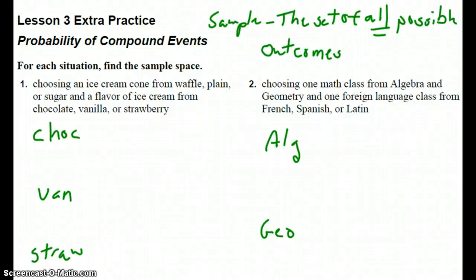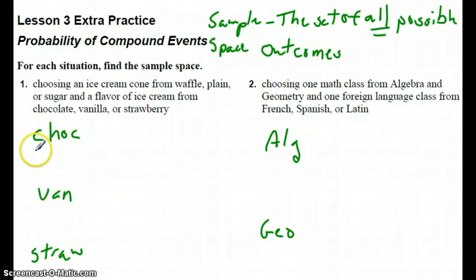In this video, we're going to be learning about probability of compound events. Basically, what we're doing here is we're taking sample space to determine the set of all possible outcomes given a situation. So here's a situation, and we're asked to find the sample space. When choosing an ice cream cone from waffle, plain, or sugar, and a flavor of ice cream from chocolate, vanilla, or strawberry, we're asked to find all the possible combinations.